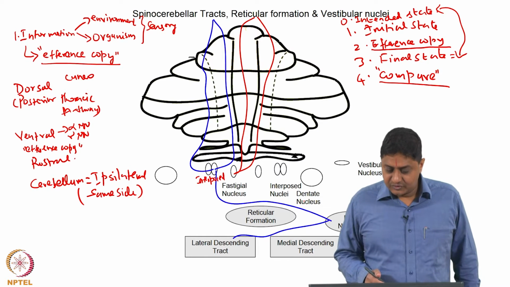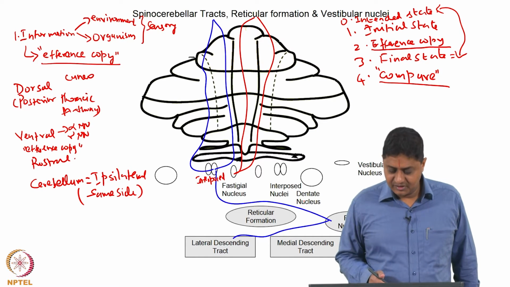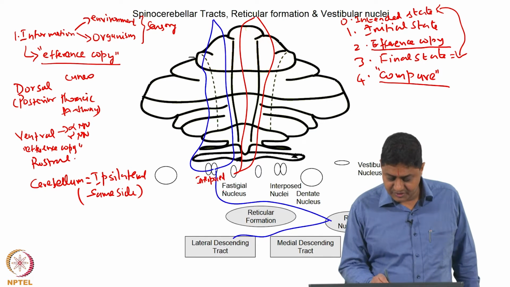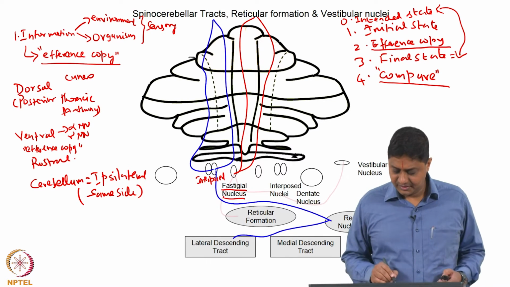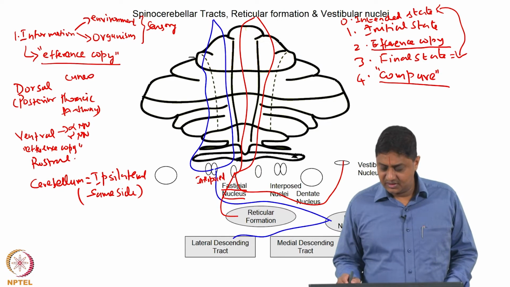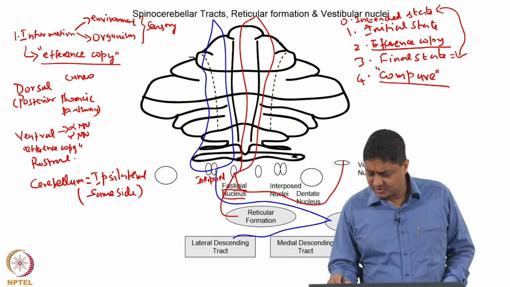Also, there are inputs from the reticular formation through the fastigial nucleus, right, to the vestibular nucleus and the vestibulospinal tract.